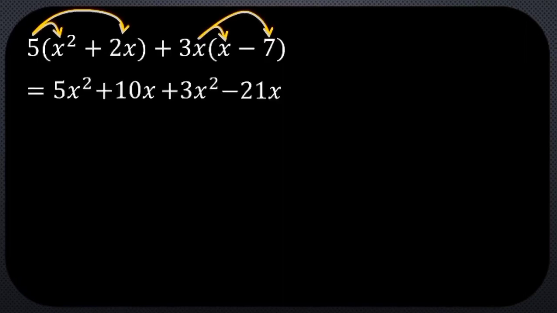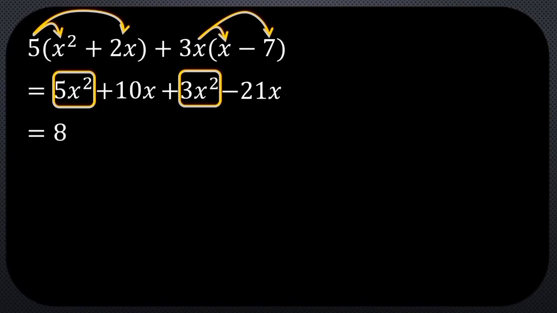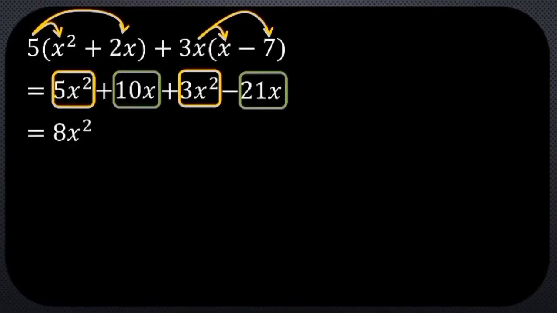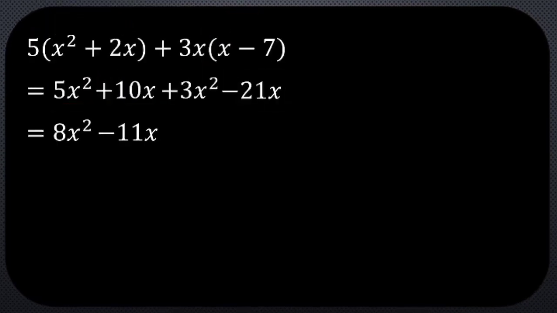At this point, we can combine like terms. 5x squared plus 3x squared equals 8x squared. 10x minus 21x is negative 11x. Let's try one more example.